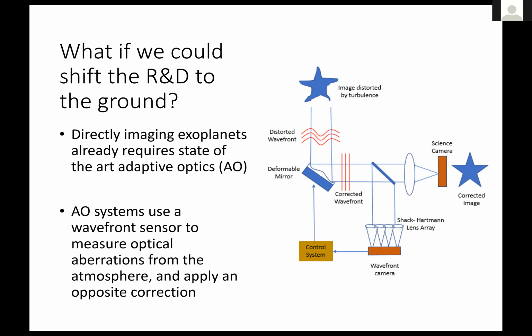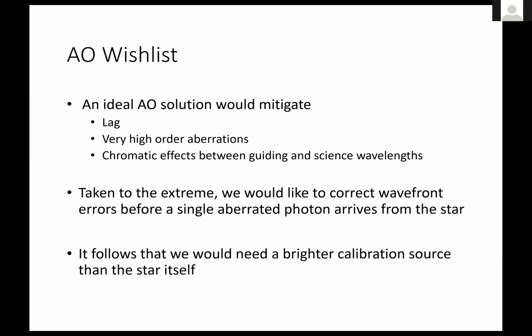So I think we've all seen these diagrams before, but as a quick recap, they measure the incoming distorted wavefront from the star and apply an opposite correction. So if we had a perfect adaptive optics system, it would completely mitigate lag, mitigate very high order aberrations, and also account for chromatic effects between the guiding and science wavelengths. Taken to the extreme, we would like to correct the wavefront errors before a single aberrated photon arrives from the star to pollute the image.